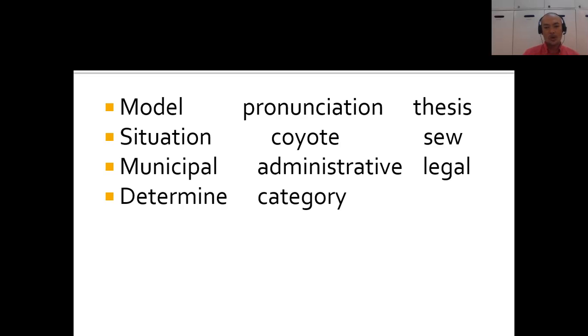Then we have the word sew, meaning to sew something like a sewing machine to patch up something. So it's not sue. Then we have legal. As Filipinos, we often pronounce that as legal. No, it's wrong. It's legal.